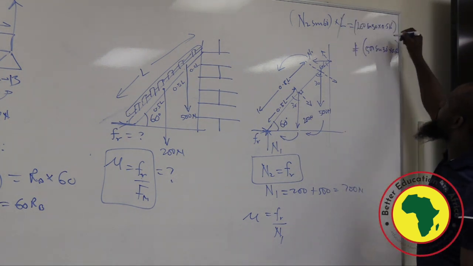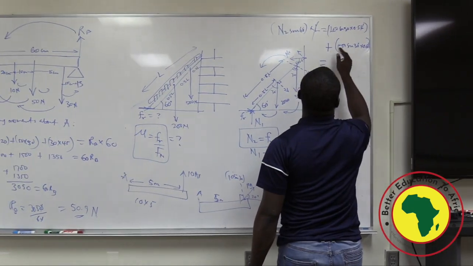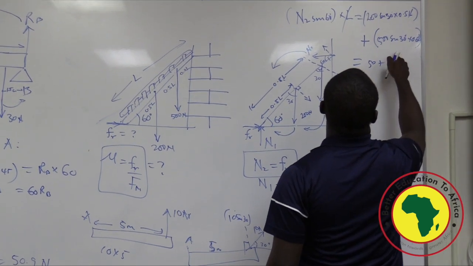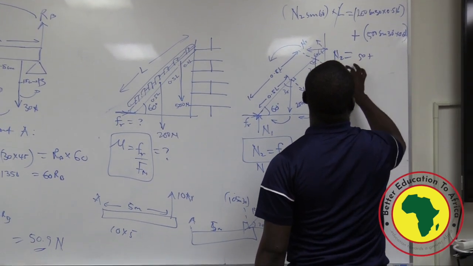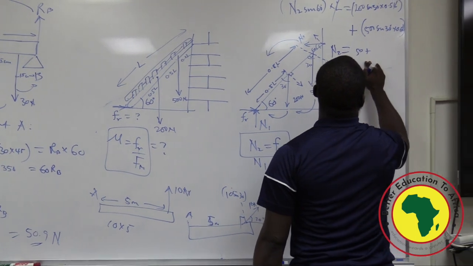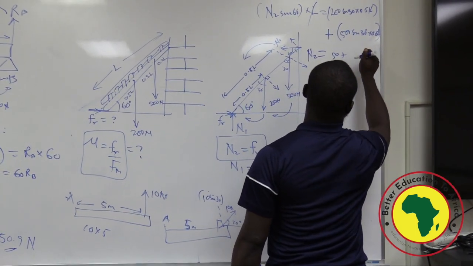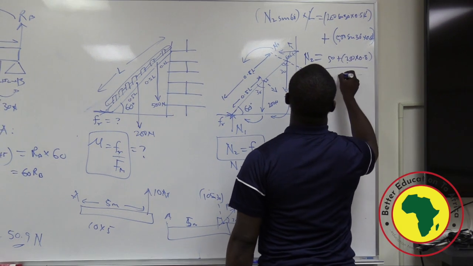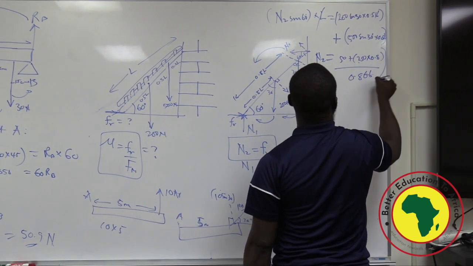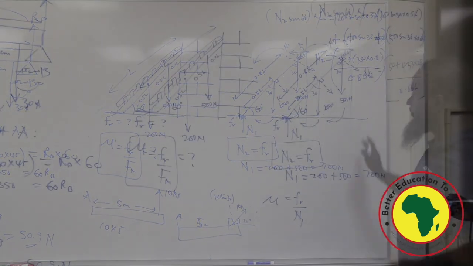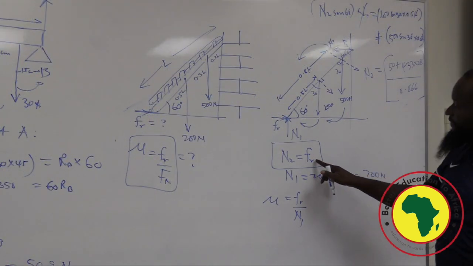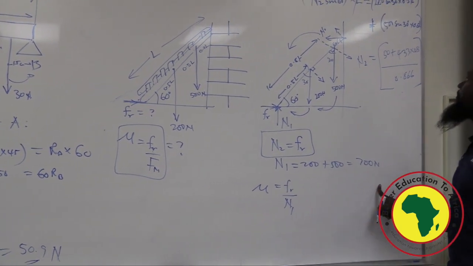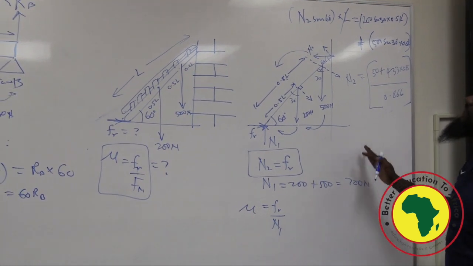Now the L's we cancel from both sides. So this will give me 200 sine 30, that's 100 times 0.5, that's 50, plus, okay? So this is N2 equals 50 plus 500 sine 30, which is 250, times 0.8, so it's 250 times 0.8 plus 50, then divided by sine 60, 0.866. So this is what you get for N2. So when I get N2, I put it as my frictional force, okay? And then I can now divide it by what I just got for my normal force, okay? So this is how you solve the ladder problem.